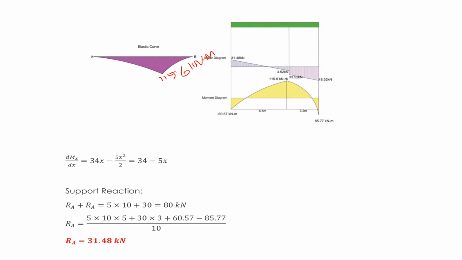And ended up at 85.77 kilonewton. So we substitute, and by using the derivative method, dMx over dx is the derivative of 34x minus 5x squared over 2, which is 34 minus 5x. For the supporting reactions, we compute RA plus RB. So we come up with 50 plus 30 equal to 80 kilonewton. So RA comes up with 31.48 kilonewton.